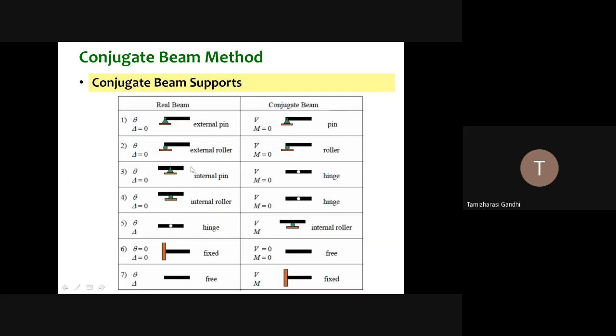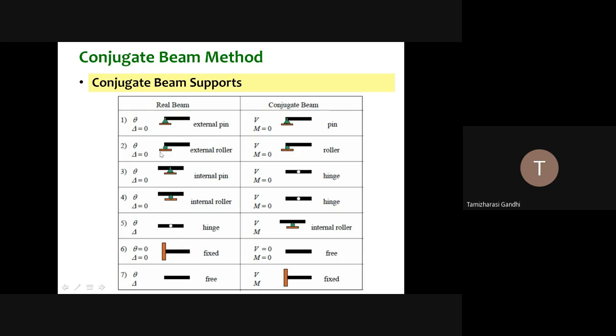So let us see one by one here. In the real beam, I know that theta is not zero, but displacement is zero. I should get the conjugate beam in such a way that theta is not equal to zero, but displacement is zero. That means in the conjugate beam, theta is represented as shear force and delta is represented as bending moment. I have to give the conjugate beam a support condition where bending moment is equal to zero and shear force is not equal to zero. The support that can ensure that shear force is not equal to zero and bending moment is equal to zero in the conjugate beam is only the pin connection.